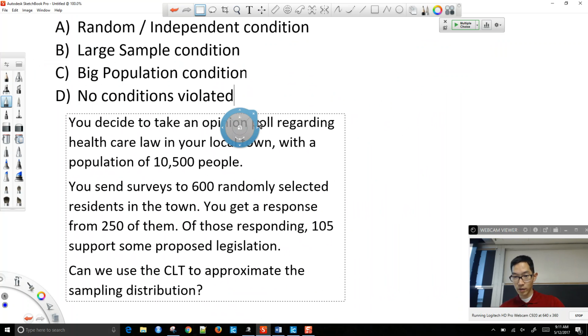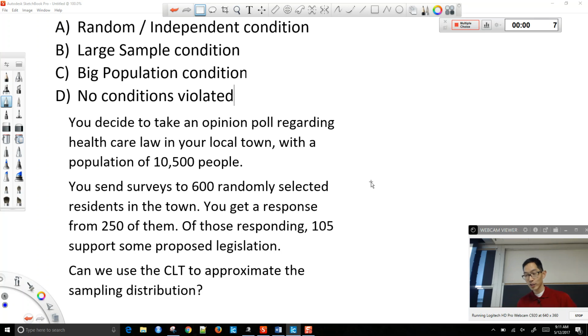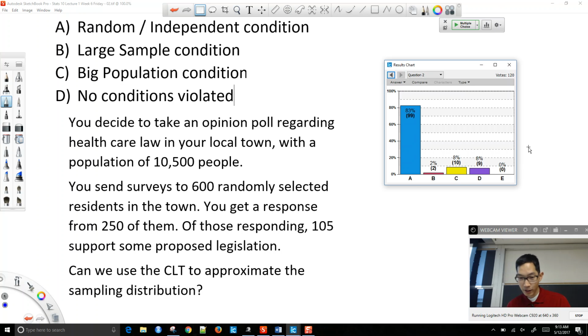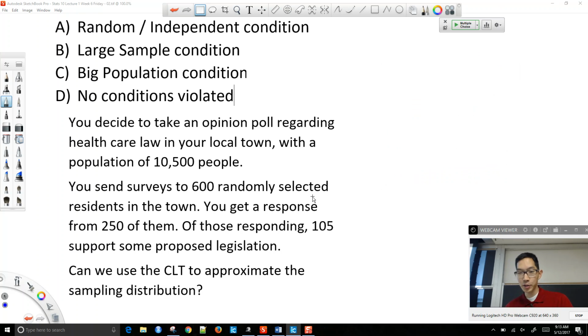Okay, so this is the question here. Again, you can turn to your neighbors if you think any conditions have been violated. All right, let's take a look. Indeed, I would say condition A has been violated.